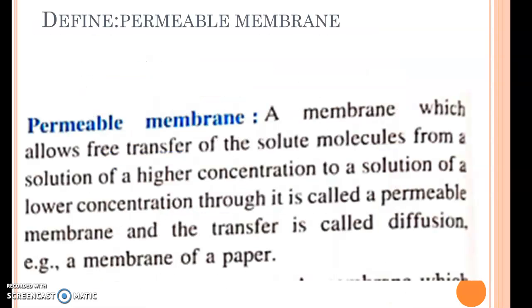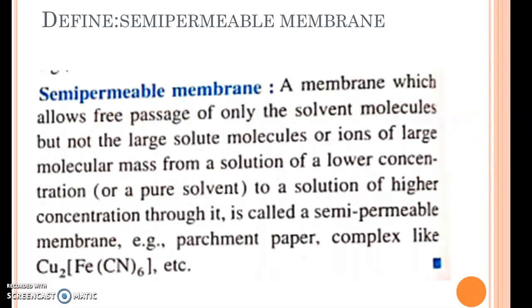Next question, define permeable membrane. This question was also asked in a previous year exam. A membrane which allows free transfer of solute molecules from a solution of higher concentration to a solution of lower concentration through it is called a permeable membrane, and the transfer is called diffusion. Example, a membrane of paper. So what you have to do is write the definition and also the example. That is really important.